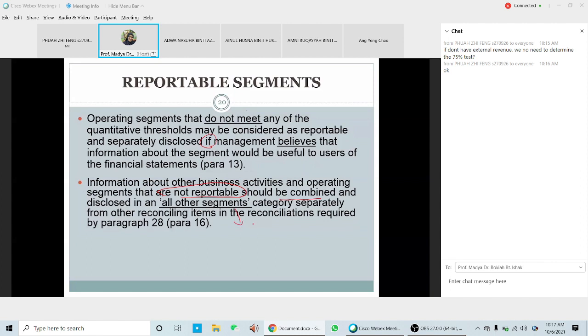So refer to illustration 2. If you refer back to illustration 2, component 1 and component 2 become reportable segments. Component 3 and component 4 are combined segments. So put them under other segments, combined segments. Okay. So refer back to example 2.